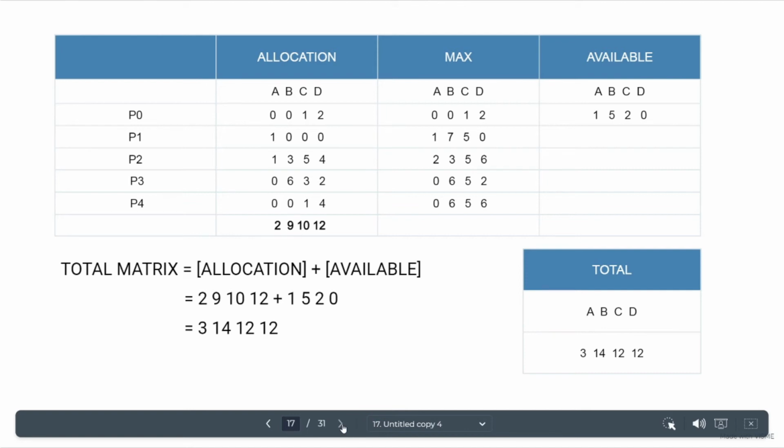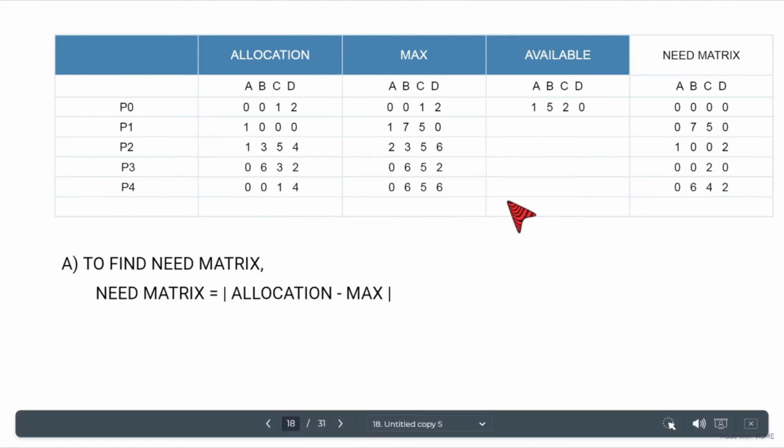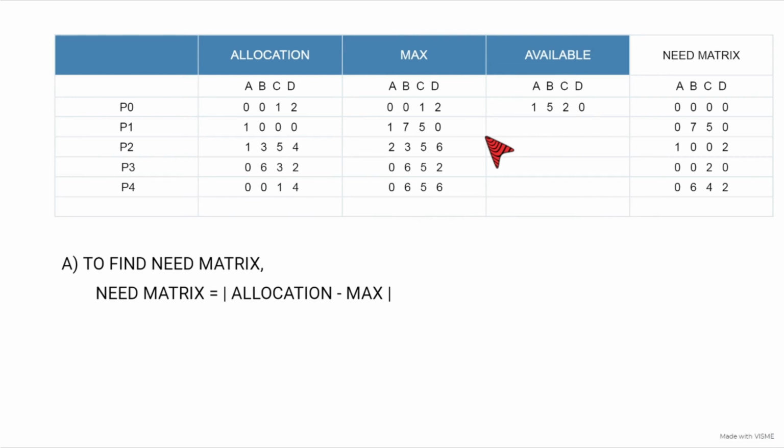Let's go on to finding the next matrix, the need matrix. How do we find the need matrix? There is a simple formula: max minus allocation. The max is the maximum value and the allocation is the allocated value. For example, I can have a max of 5 pens, but I am allocated only 3 pens. So what is the need? It is 2, because the max is 5, I can have 5 pens, but I'm having only 3, so the need is 2.